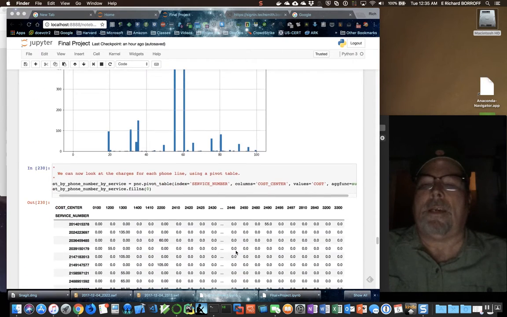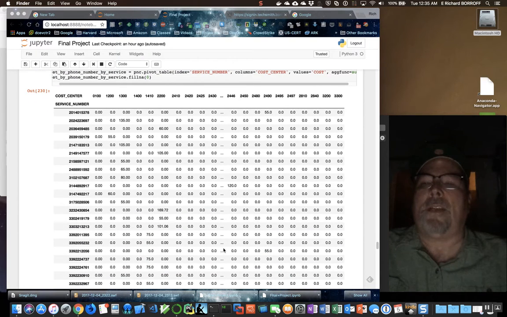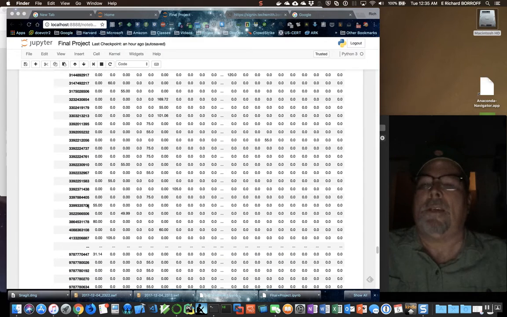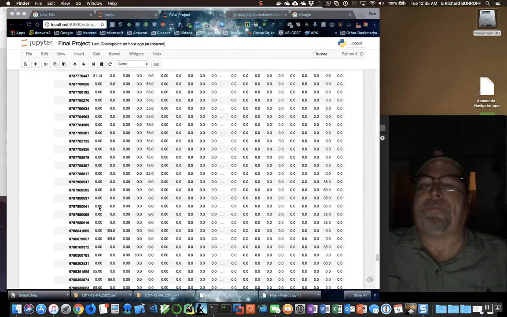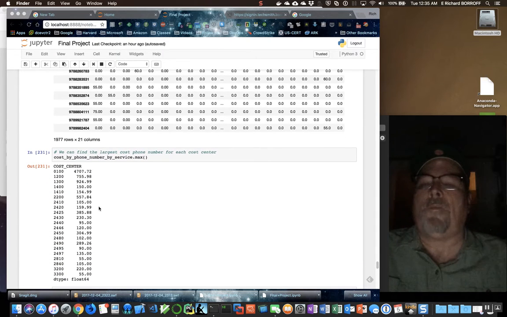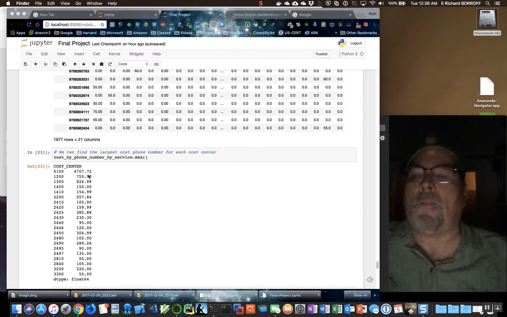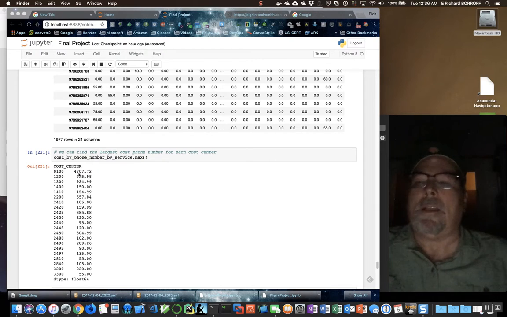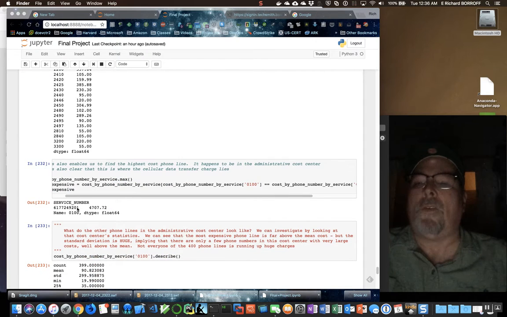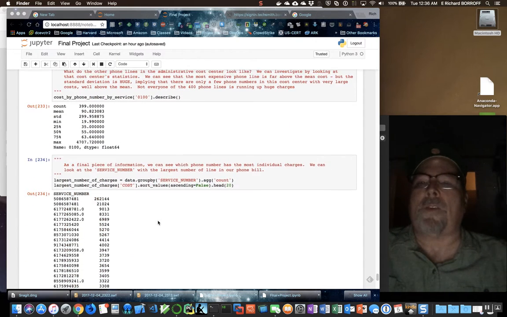From there, I could also look at individual phone numbers and see what cost center they were charged to. Again, here's the administrative cost center and the various phone numbers that were charged underneath it. Using that information, I could find which cost center, what the maximum phone charge per phone for each cost center was. And you can see that by far the largest phone bill for one phone number was in the administrative cost center, and I could identify that phone number here. I'm not going to leave it on the screen.